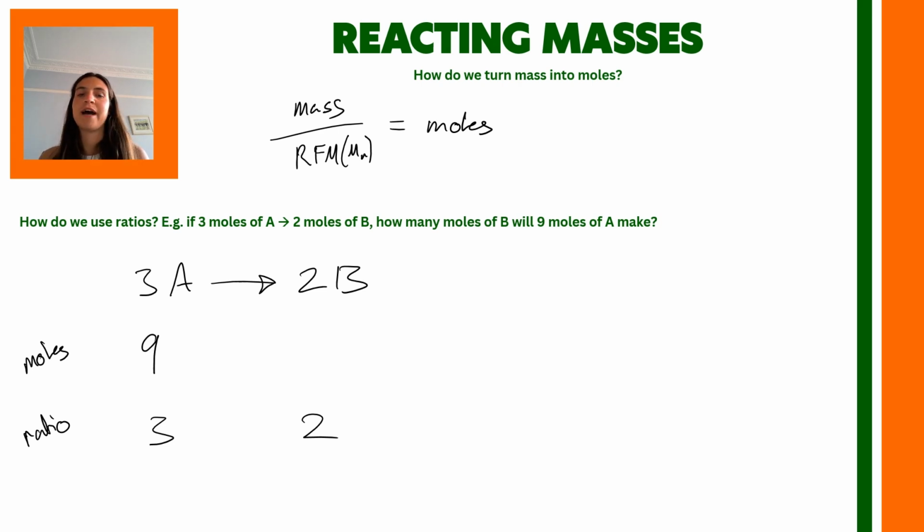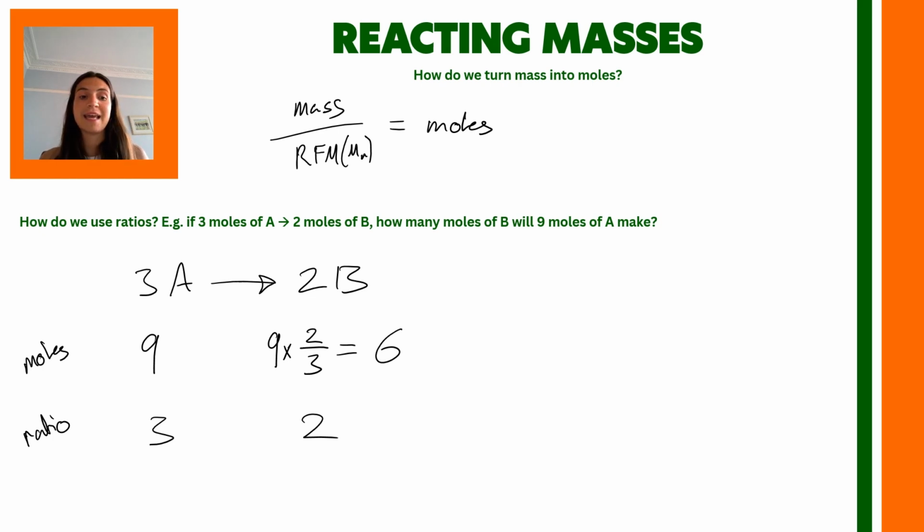Now, if I think about the fact that actually I didn't have 3 moles of A originally, I had 9 moles of A, I can think about the idea that that is now 3 times as many moles of A than my original situation. Originally, I had 3 moles of A, 2 moles of B. Now I have 9 moles of A. That is 3 times larger than 3. So I'm expecting the number of moles of B to be 3 times larger than the original one. 2 times 3 is 6. So that's how to think about it logically.